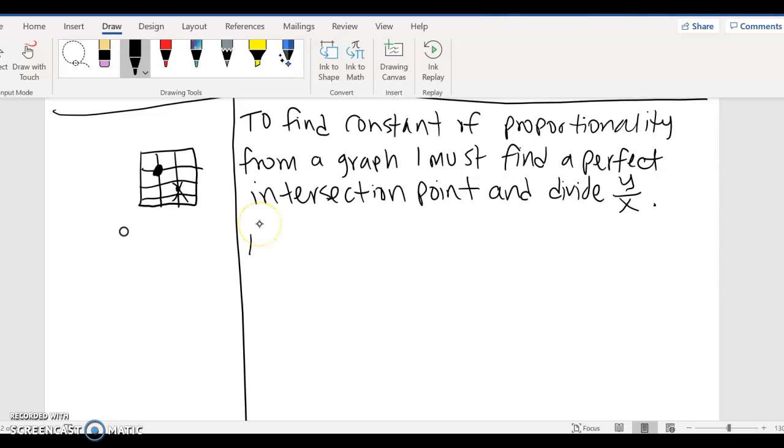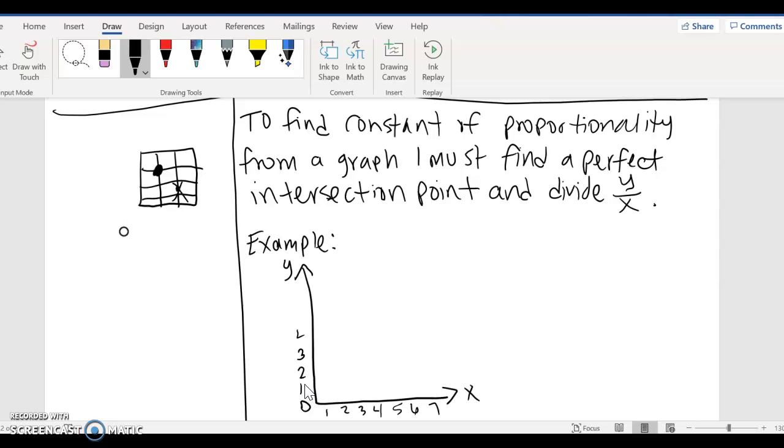Okay, so for an example, we're going to just sketch a quick little graph. It doesn't have to be perfect, but just so that you get the idea that we are looking at a graph. Okay, our x-axis runs down here. Y-axis goes up and down. Our origin is down here in the corner, 0, 0. And then I'm just going to run out 1, 2, 3, 4, 5, 6, 7, and up 1, 2, 3, 4, 5, 6, 7. Just a rough little graph.